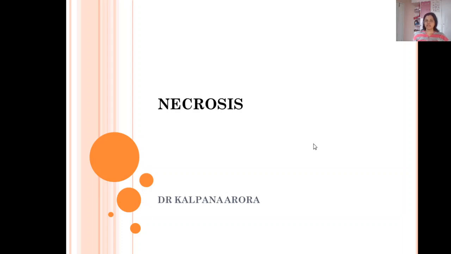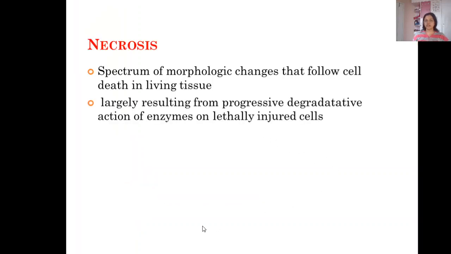Hello friends, discussing another topic, necrosis, which is an important topic for your NEET PG. What is basically necrosis? Necrosis is the spectrum of morphological changes that follows cell death in a living tissue. In simple words, it is known as cell death, and it is due to the degradative action of the enzymes on the lethally injured cells.